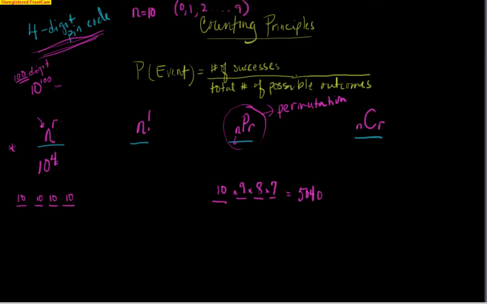We have 10 single digits we can choose from. So n is going to be 10. And then we need to permute or arrange them, but not all 10 numbers, just 4 of them. How many different ways can we start out with 10 digits and arrange 4 of them?